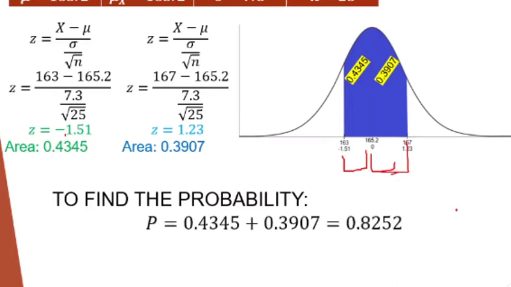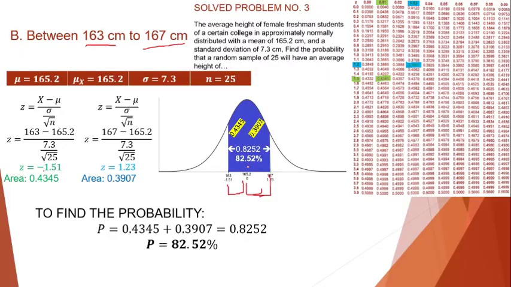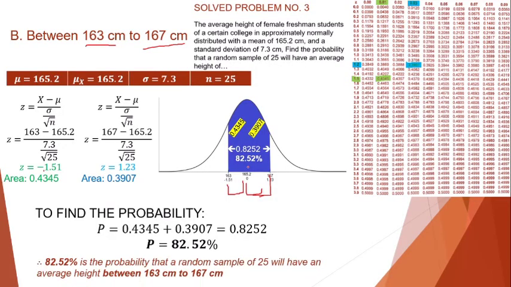Now, you are going to add. So the result is 82.52% is the probability of this table, the normal curve. So therefore, 82.52% is the probability that a random sample of 25 will have an average height between 163 centimeters to 167 centimeters.